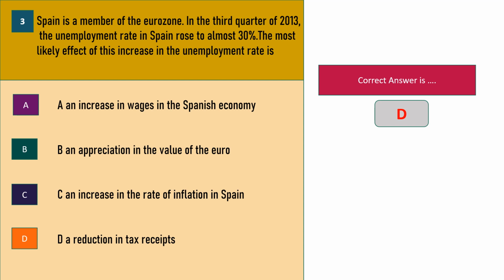And the consumption expenditure will also fall. So they need not pay even indirect tax. So the total tax revenue received by the government will fall. So option D is correct.